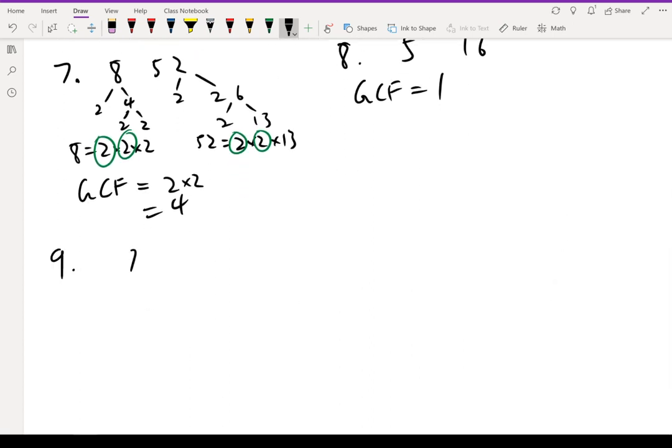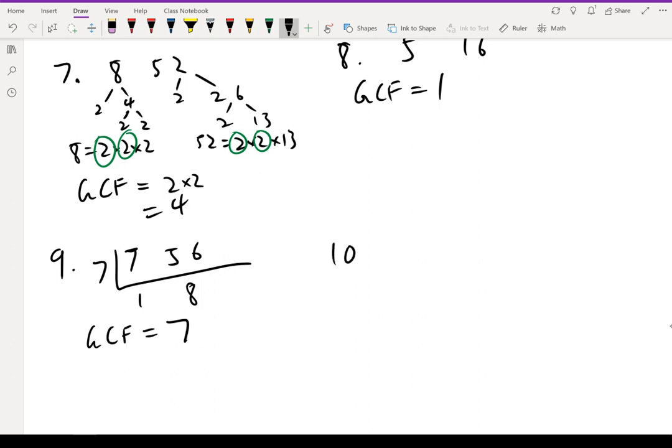7 and 56. Okay, 56 can be divided by 7. Is that right? Yes. And so if we do the ladder method, 7, then it's 1 and 8. No more other common factors, so I just write the GCF is equal to 7.